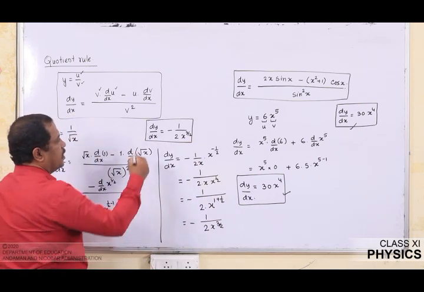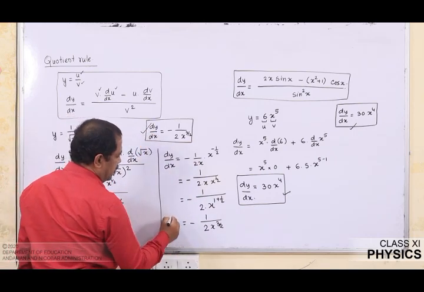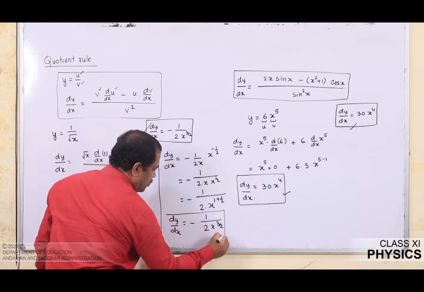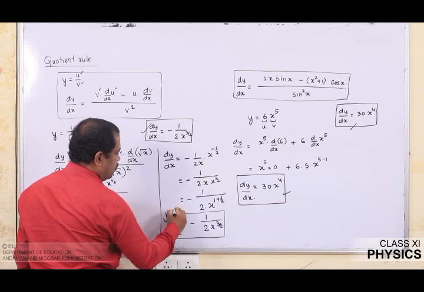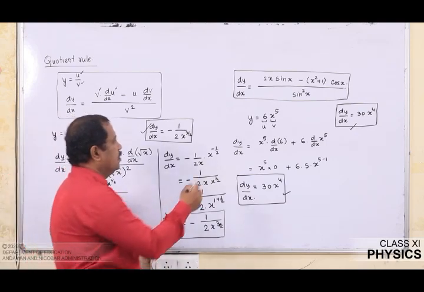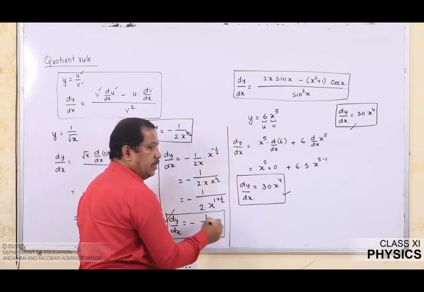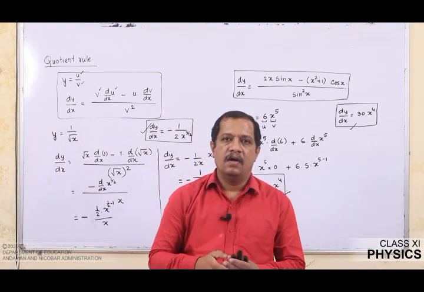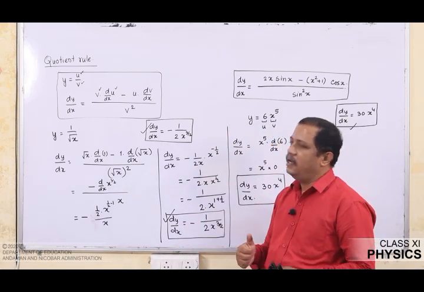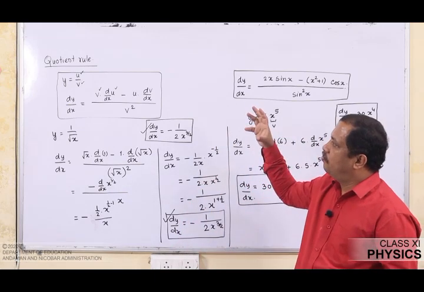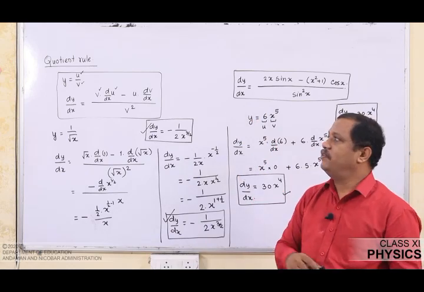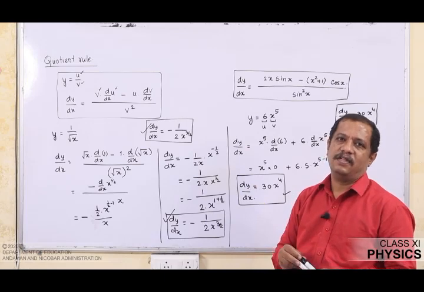So, if I compare the solutions, dy over dx calculated using the quotient rule, both will be the same. As such, it depends upon our aptitude that by looking at the functions that I need to differentiate, I will have to decide which rule I am going to use for differentiation.